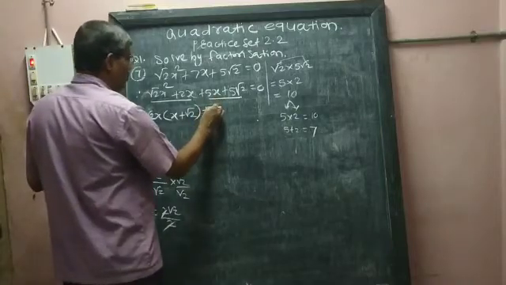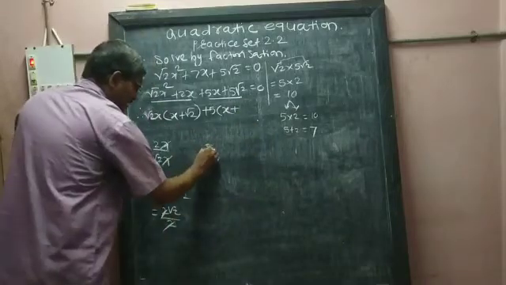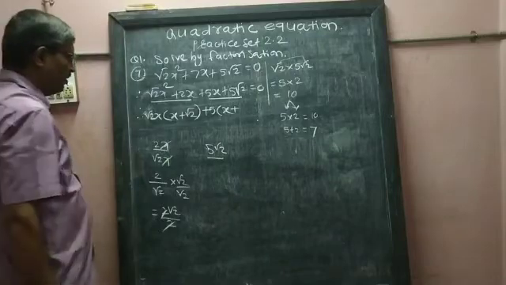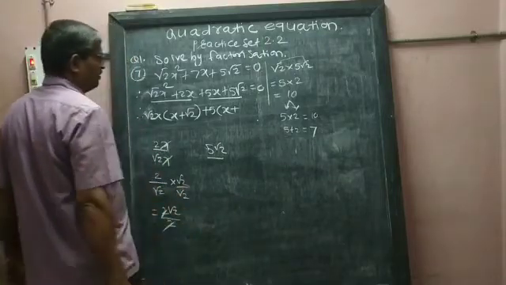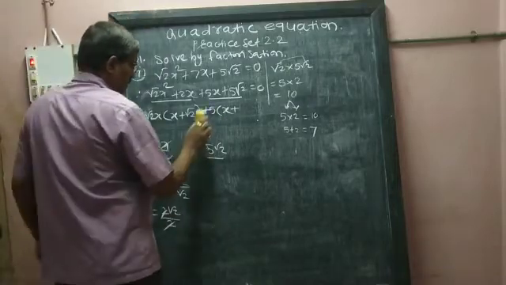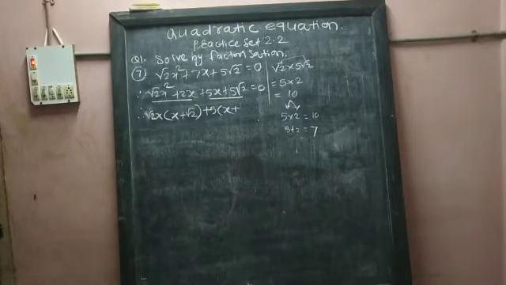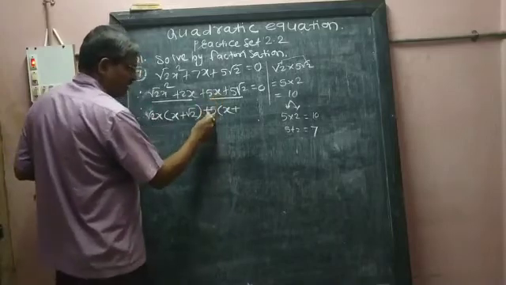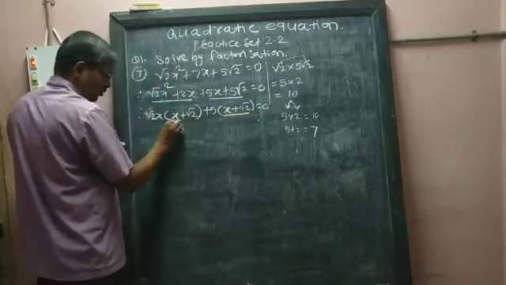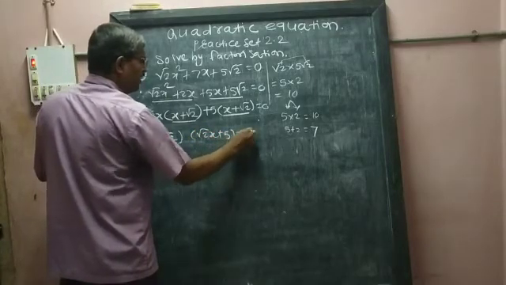Similarly, here we should take out 5 common. So 5x divided by 5 means only x is remainder. 5 root 2 divided by 5 means you will get root 2, is equal to 0. This x plus root 2, this x plus root 2 is common. I took it into one bracket. And this root 2x plus 5 is equal to 0.